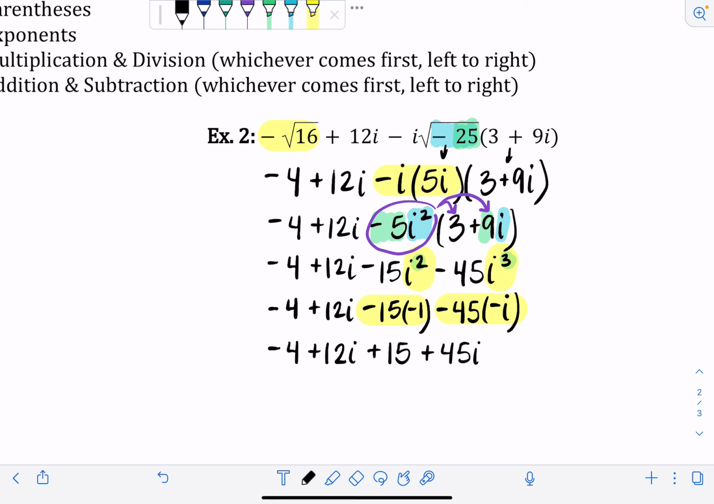And then now I can add and combine like terms. So I have my negative 4 and my 15. Negative 4 plus 15 is 11. And I have my imaginary parts, 12i plus 45i together is 57i. So altogether, after all that, 11 plus 57i.